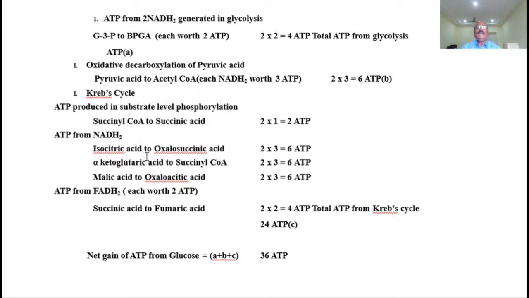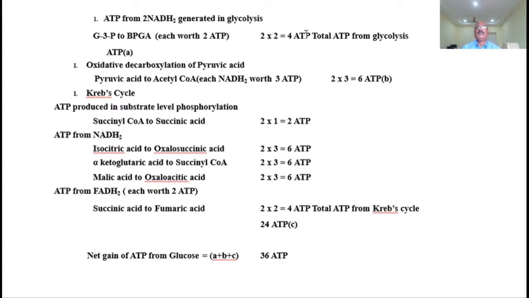Whereas isocitric acid is converted into oxalosuccinic acid, alpha-ketoglutaric acid is converted into succinyl coenzyme A, and malic acid is converted into oxaloacetic acid. Here two, total 6. Each NADH2 is equal to 3 ATPs, so 2 NADH2 is 6 ATPs, 6 ATPs, 6 ATPs. ATP from FADH2: succinic acid is converted into fumaric acid, and 2 FADH2s are generated. Each FADH2 is equal to 2 ATPs, so 2 FADH2 is a total of 4 ATPs.